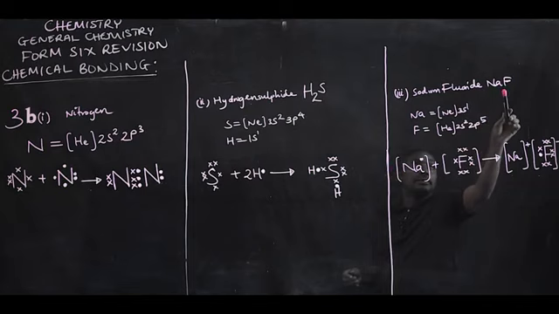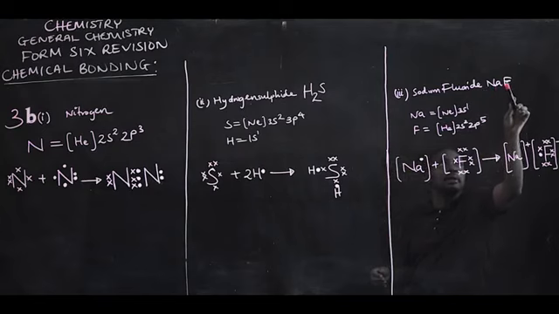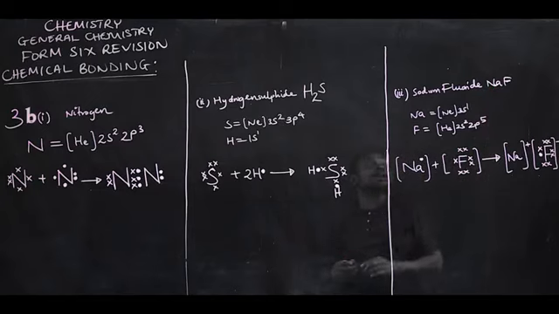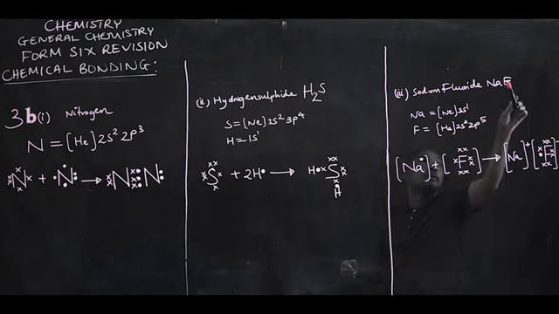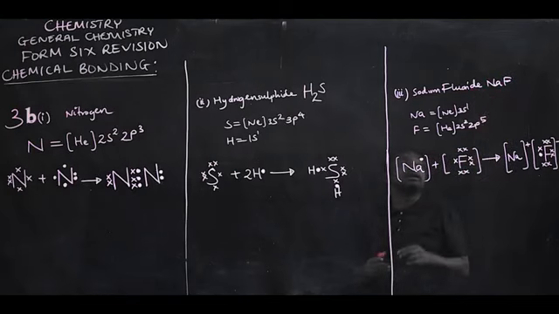And the last question, Roman 3, sodium fluoride. Sodium fluoride is a chemical compound which contains sodium and fluorine. Sodium is a metallic element, and fluorine is a non-metallic element. Metal and non-metal combine by transfer of electrons. The type of bond formed between sodium and fluorine is an ionic bond, which is formed by transfer of electrons.